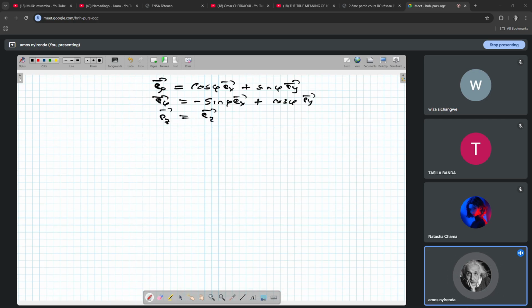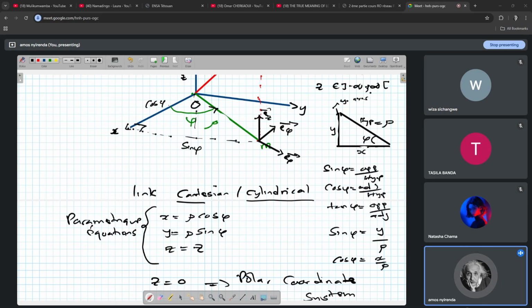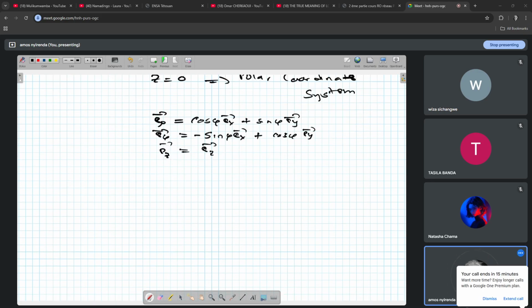And then other important pieces. These things you must know by heart. Then the derivative of rho with respect to phi.